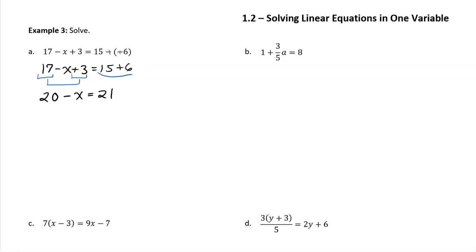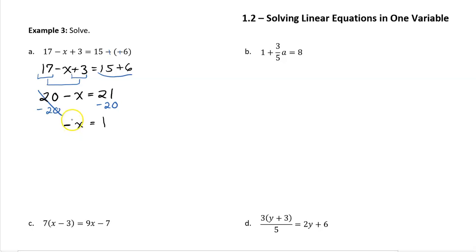Okay, then I'm going to move the 20 because that doesn't have a variable on it. I want to keep all my variables on the same side. So that leaves me with a negative x is equal to, and I subtracted the 20 because it was a positive 20 here. We undo that with subtraction. So 21 minus 20 gives me 1. It might be tempting to say, 1 is our answer, except in front of this x, I have this minus sign.